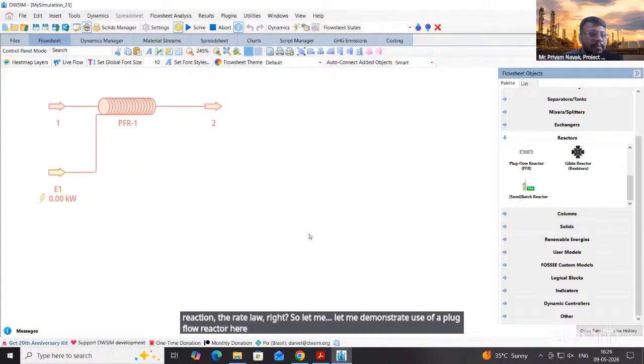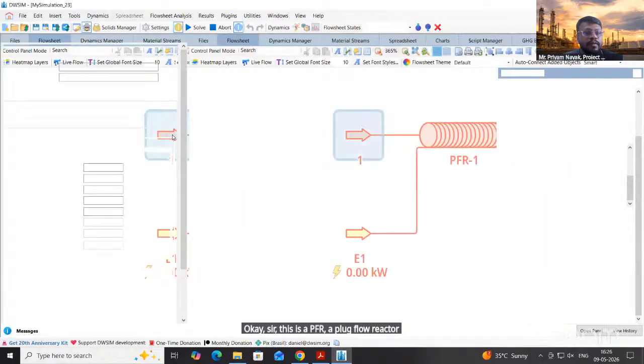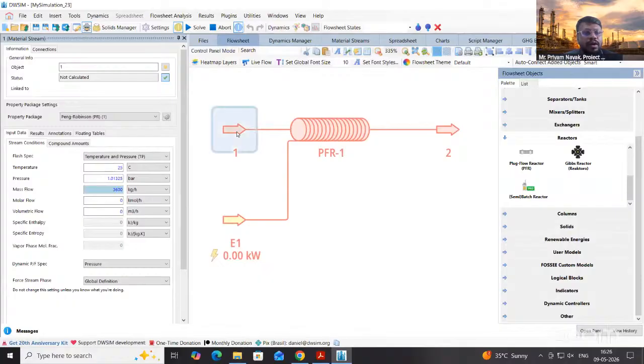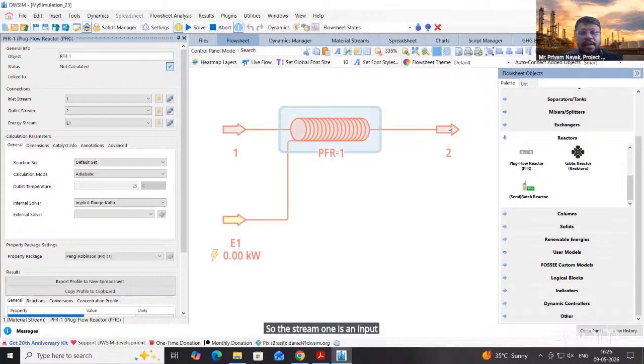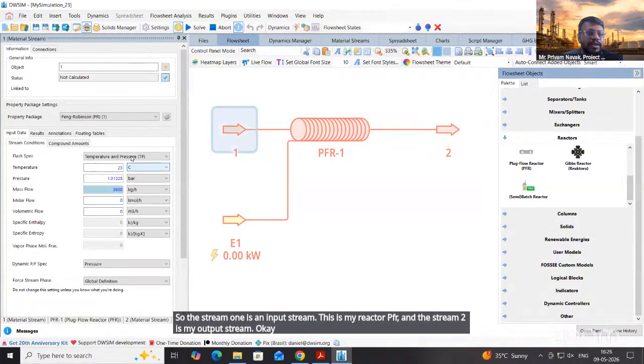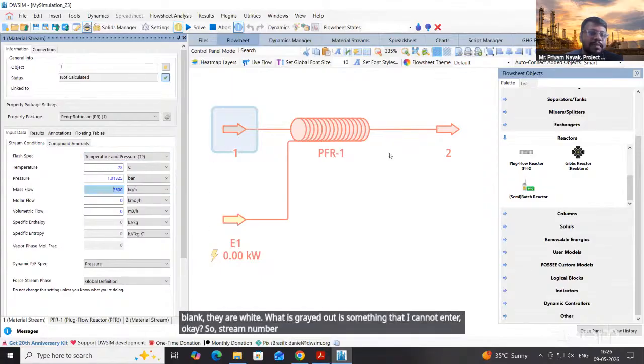Okay, so this is a PFR, a plug flow reactor. And you can click on this one. This stream 1 is the input stream, this is my reactor PFR, and this stream 2 is my output stream. If you click on stream 1, you can see that I have certain values that I need to input, and therefore they are blank, they are white. What is grayed out is something that I cannot enter. So stream 1 is my editable stream, which is my input stream.